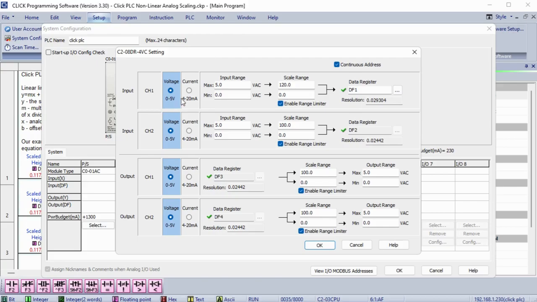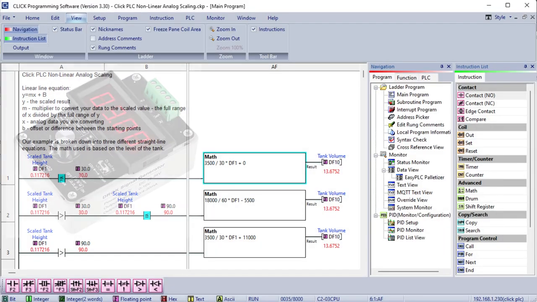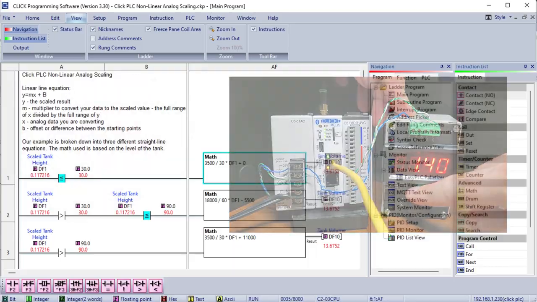We'll be wiring our analog input to the first channel. Our input is selected for voltage 0 to 5. The input range is 0.0 to 5.0. The scaled values are 0.0 to 120.0 inches to represent our tank level. Select OK to return to the system configuration. Select OK to return to the programming window. Our analog setup and linear scaling are complete. We will be using an analog input simulator to generate the 0 to 5 volt DC signal.